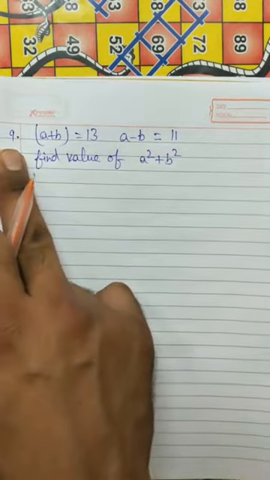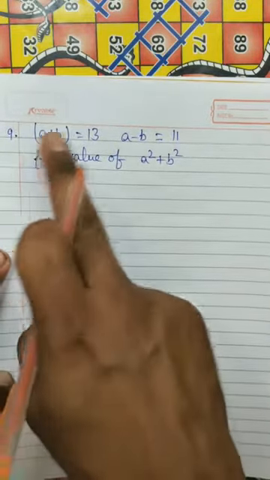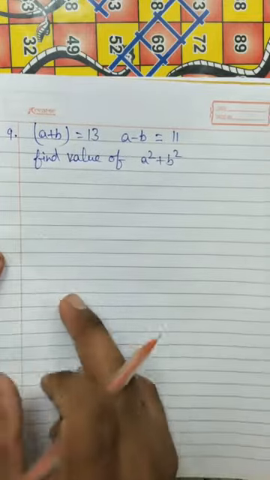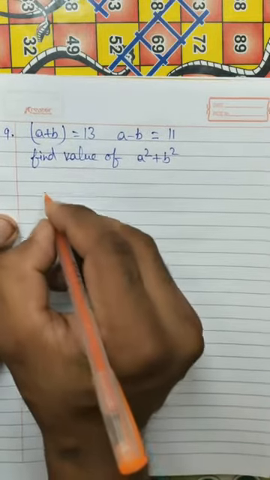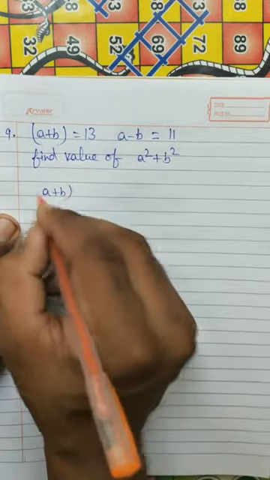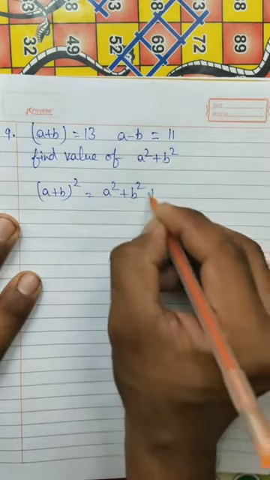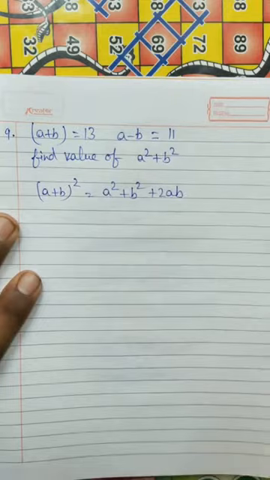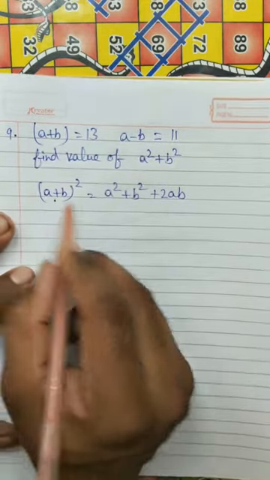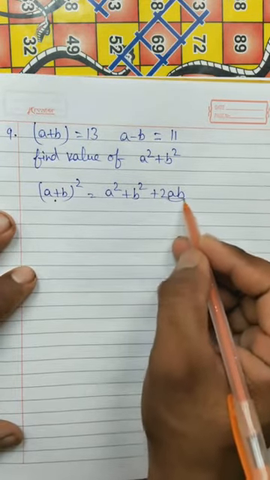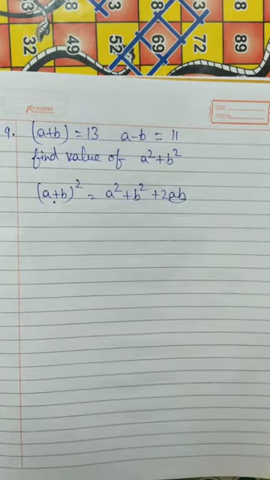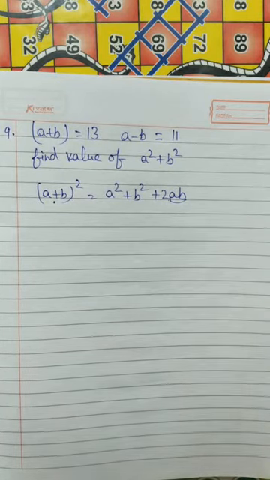We are taking the ninth question of the exercise, that is, given a plus b is 13, a minus b is 11. If we expand a plus b whole square, we will obtain a square plus b square along with the term 2ab. We can put the value of a plus b, but we will be left with a into b. That value we don't have, so we cannot.